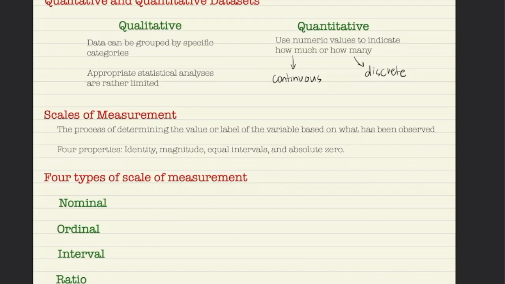Qualitative and quantitative datasets. Qualitative datasets can be grouped by specific categories. Statistical analysis is rather limited when we are using qualitative data. When we are using quantitative data, we are using numeric values to indicate how much or how many. There are two types of quantitative data. If we are satisfying the how much, we are considering it as continuous data. If we are satisfying the how many, we are considering the data as discrete.